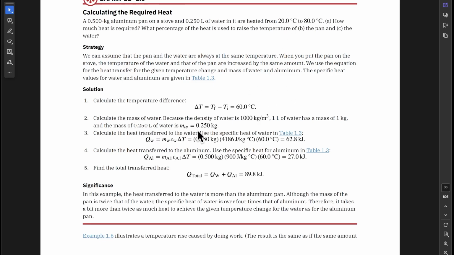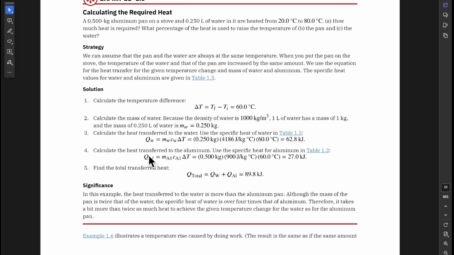Now, the mass of the water is 0.25 kilograms. Using the specific heat of water, what we're going to do to figure out the amount of heat required to raise the temperature of the water 60 degrees, we're going to take the mass of the water times the specific heat of the water times the delta T. So the mass of the water is 0.25 kilograms. The specific heat of the water is 4186 joules per kilogram, and the delta T is 60. So we've got 62.8 kilojoules.